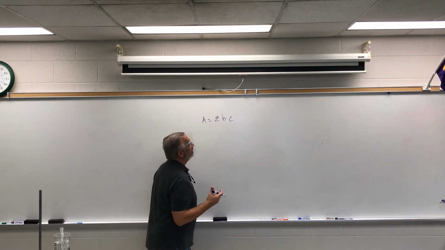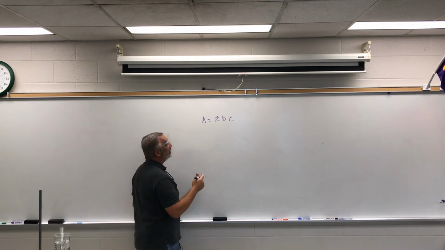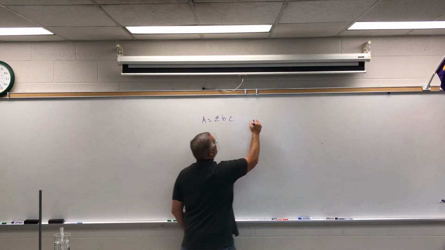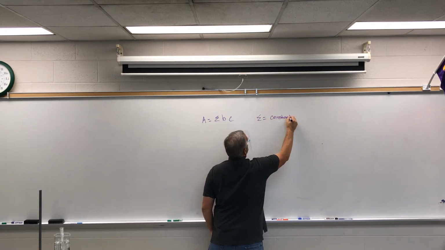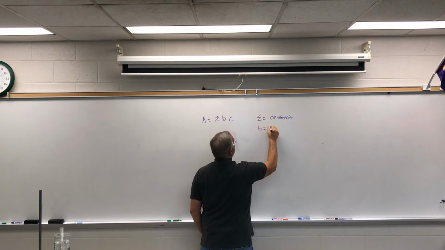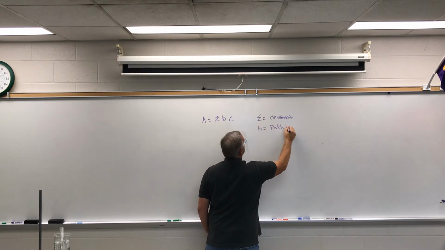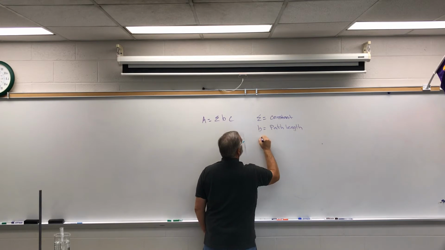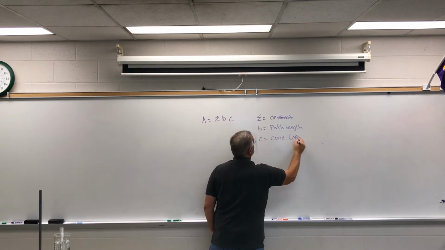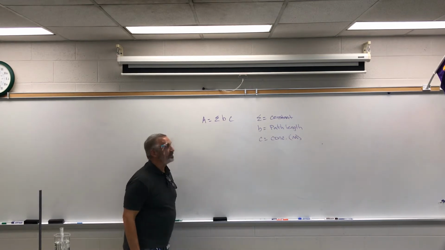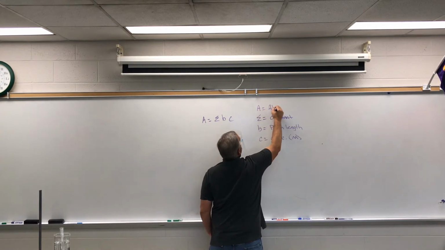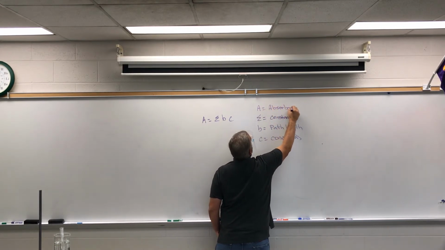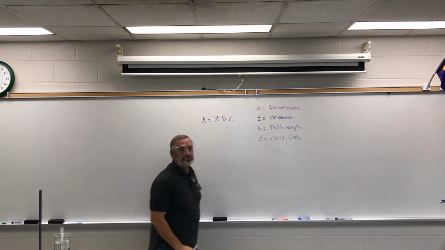Now, for us, epsilon is equal to a constant. B is the path length. C is the concentration in molarity. A is the absorbance. That's what we're going to measure.